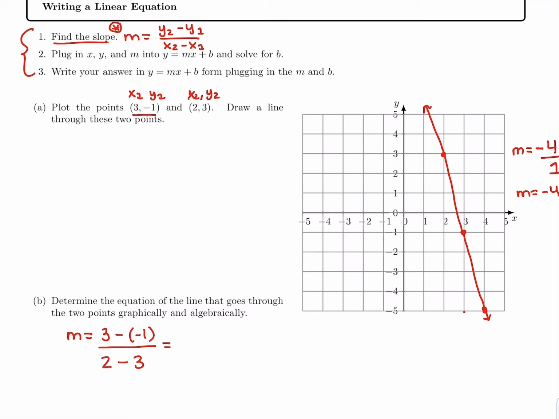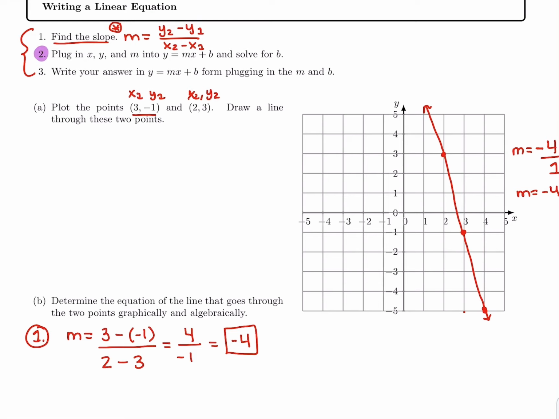And so in the top we have 3 minus a negative 1. So 3 plus 1 is going to give us 4, over 2 minus 3, which is negative 1. So we get 4 divided by negative 1, we get negative 4, which we saw because we had drawn that picture of the graph. It was easier to spot the slope that way. But if you don't like counting boxes up or down and then over, you can always use the formula y2 minus y1 over x2 minus x1. So we did the first step listed above here.